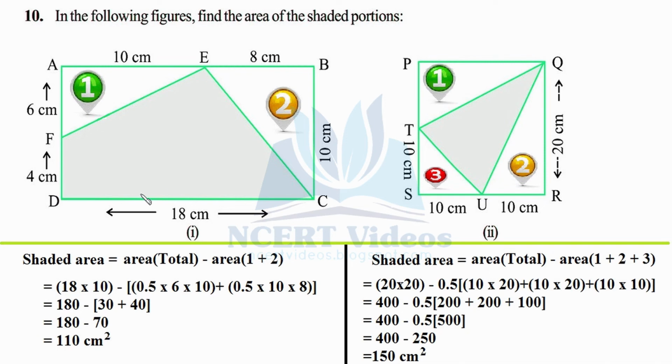So let's try it. Shaded area will be equal to the total rectangular region minus the area of this plus this. So the total is 18 into 10. Why? Because 10 plus 8, or here it is also given, 18 is the length into 10, this is your breadth. So 18 into 10 minus the area of 1 and 2. We have to find them individually, so we are using these bigger brackets and solving.